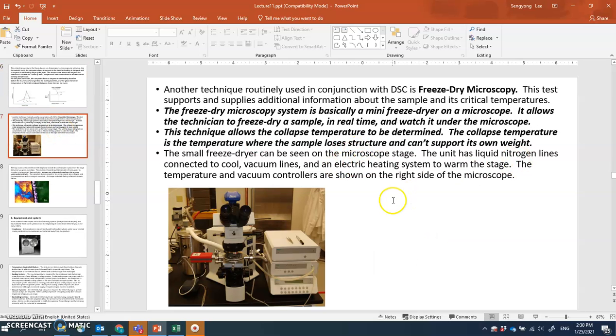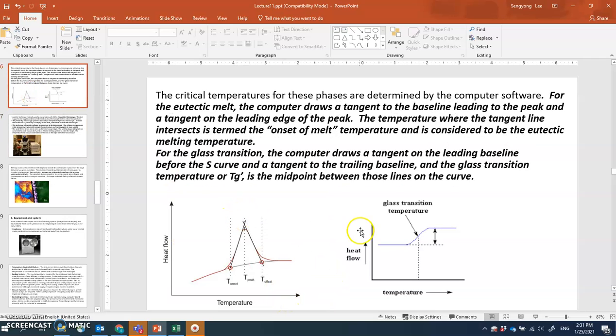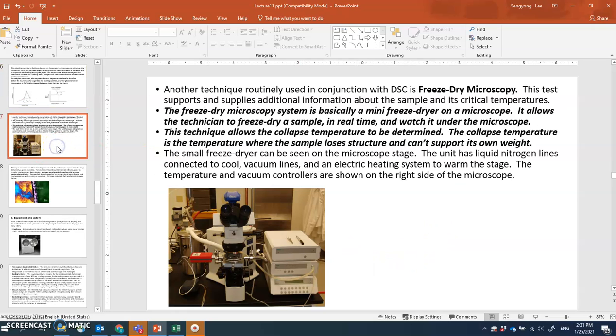And then another important piece of instrument is called the freeze-dry microscopy. So you see the microscope, and this microscope has a little freeze dryer on the stage. There's dry ice, and then there's a temperature control. So you can do the freeze drying on a very small scale, because on top of your microscope stage you can do the freeze drying of your drug molecule. So once you figure out your eutectic temperature, glass transition temperature, amorphous temperature, all those things, then you can test drive your freeze drying process on this freeze drying microscope. Okay, so in that small scale.